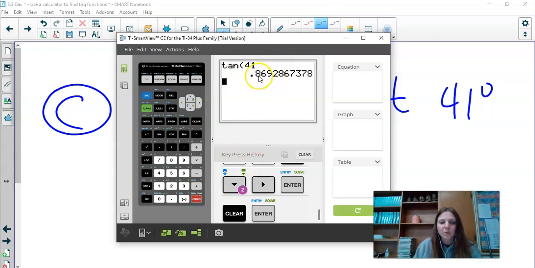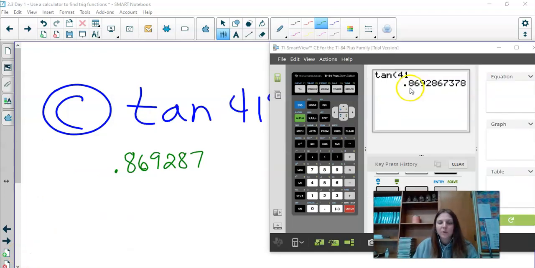Count over 6 decimal places. 1, 2, 3, 4, 5, 6. Since this is a 6 at the end and that's a 7, I'm going to have to round it up. Again, right here, look at the number behind it. That tells us if it's a 5 or up, we're going to round this up. Okay, so you can see I got 0.869287.